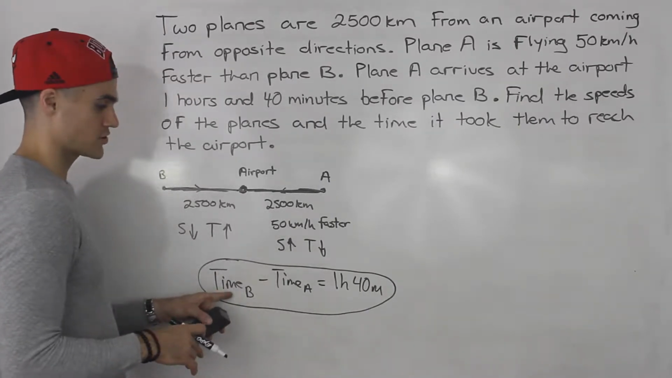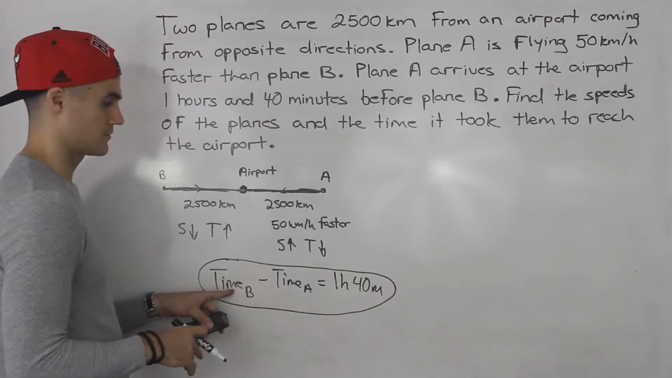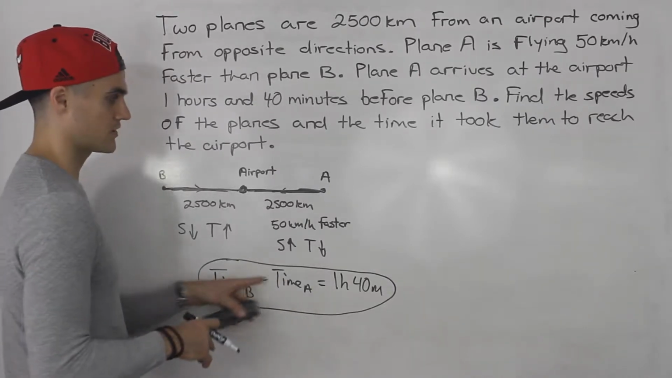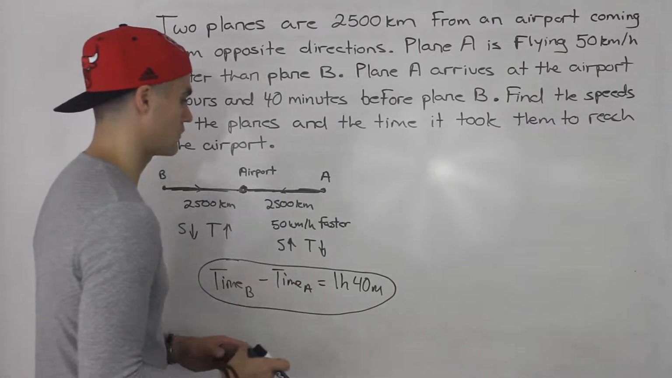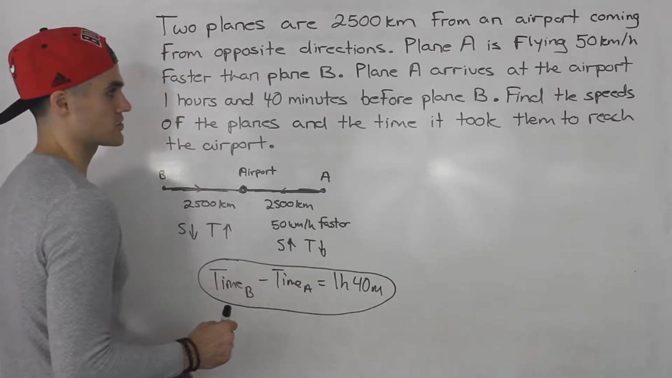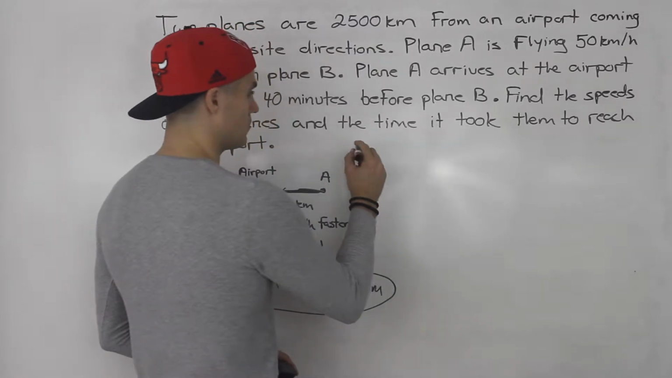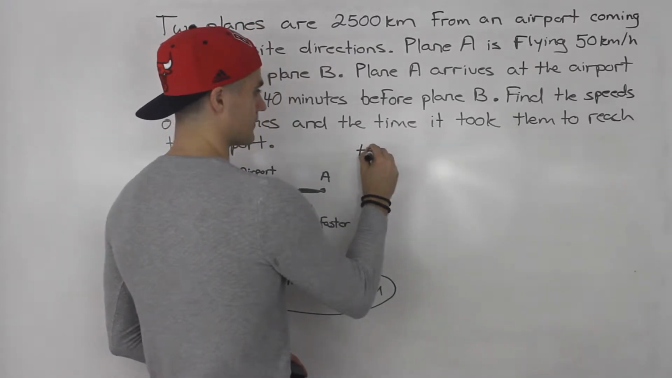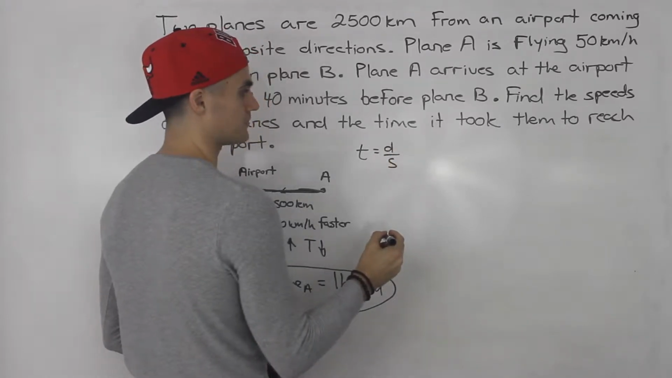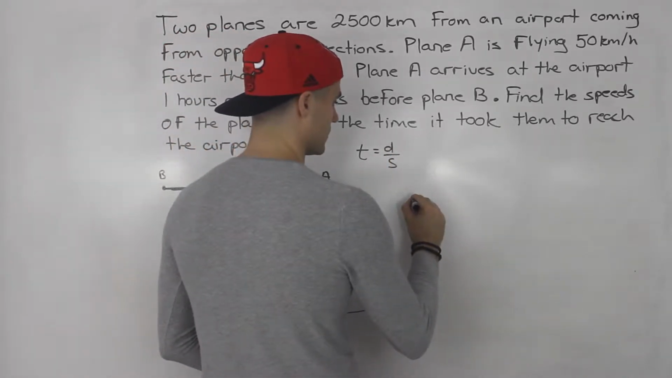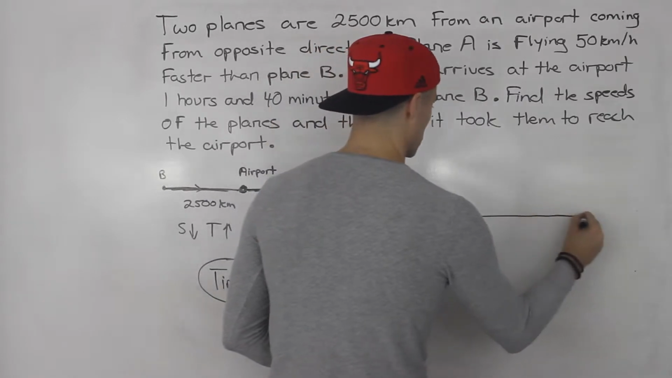Well, we've got to get expressions for both of these times. Once we have expressions for both times, we can throw them into this general formula, and then we can solve. But how do we make the expressions? All right, so we know that time is equal to what? It's equal to distance over speed. So what we can do is set up a chart.